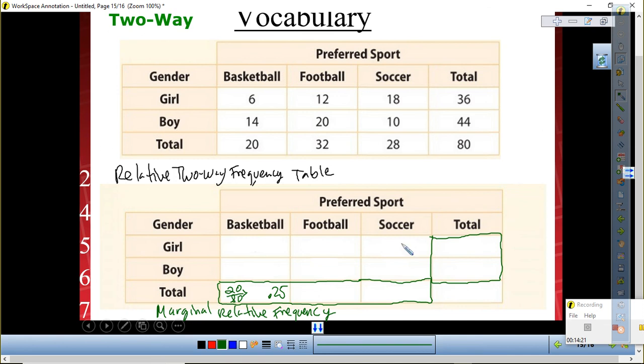Well, guess what we're going to call these that are joined by the totals? Pretty much, we're going to call it joint relative frequency. So box this one in blue. These right here. And these are called joint relative frequencies.